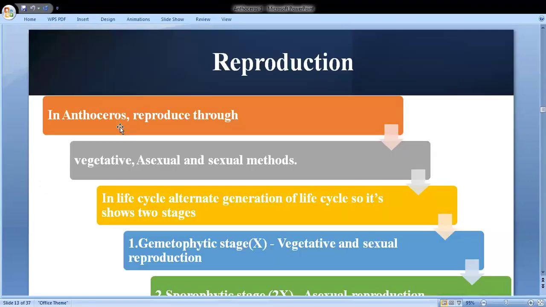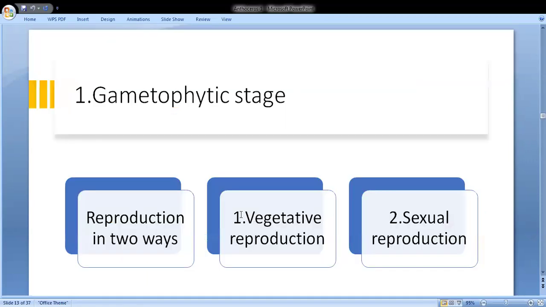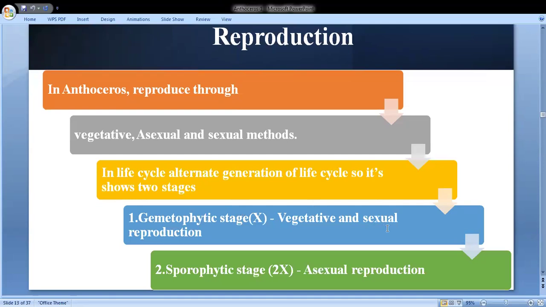So next, after the internal structure of the thallus, we are coming to reproduction. Anthoceros reproduces through vegetative, asexual and sexual methods. In the life cycle, there is alternation of generations, so it shows two stages: gametophytic stage and sporophytic stage. Two stages are there in Marchantia and Anthoceros also, Polytrichum also.